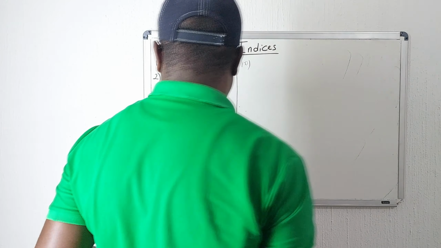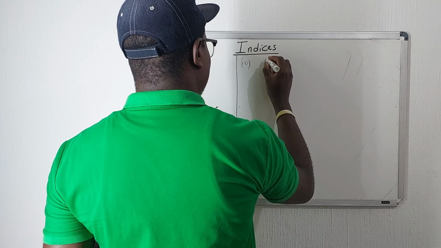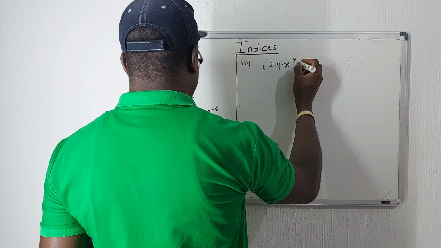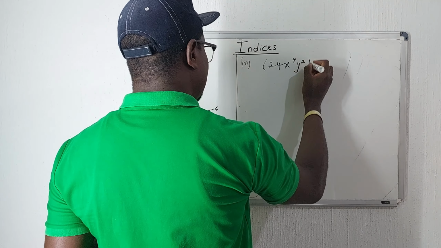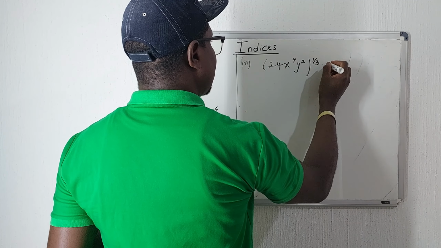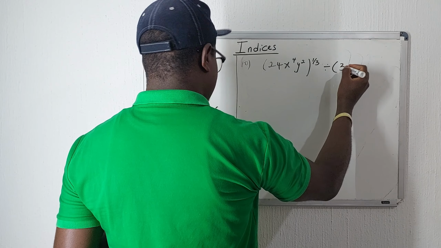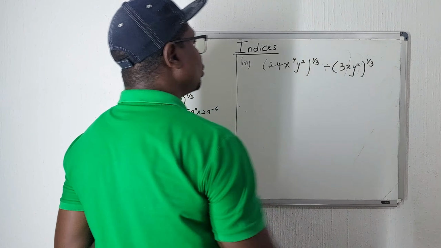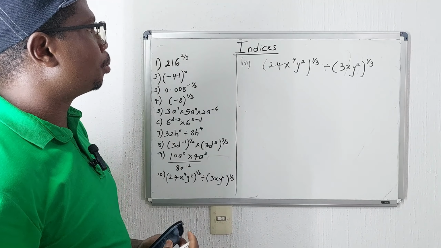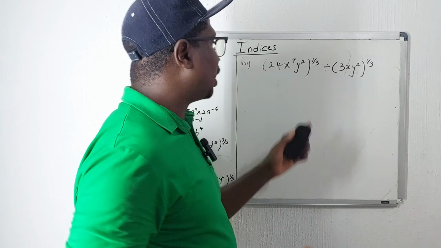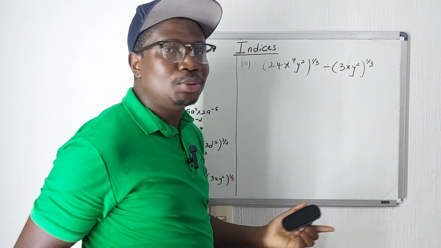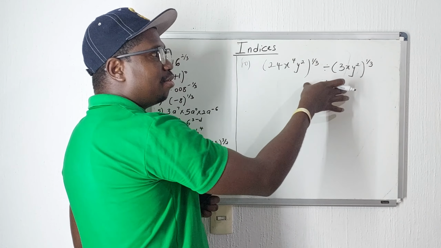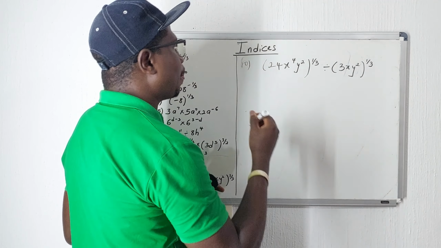Now for the last question, we have 24x^4 y^2 raised to 1 over 3 divided by 3xy^2 raised to 1 over 3. This is our last question for today. Okay, for our last question, we have this. It's very simple too. Basically, you can see they have the same power. So we just divide and take one power.